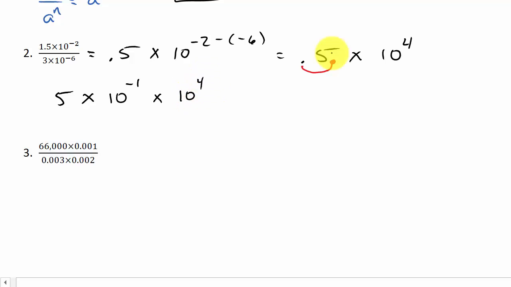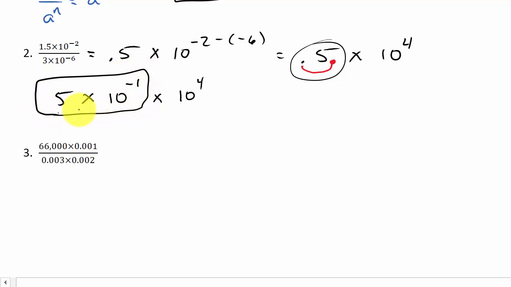Okay, all right, so the 0.5 here, that's this part here. And then I wrote times 10 to the 4th. And then that equals, and so that's going to give us what? 5 times, and look at this, 10 to the -1 times 10 to the 4th.